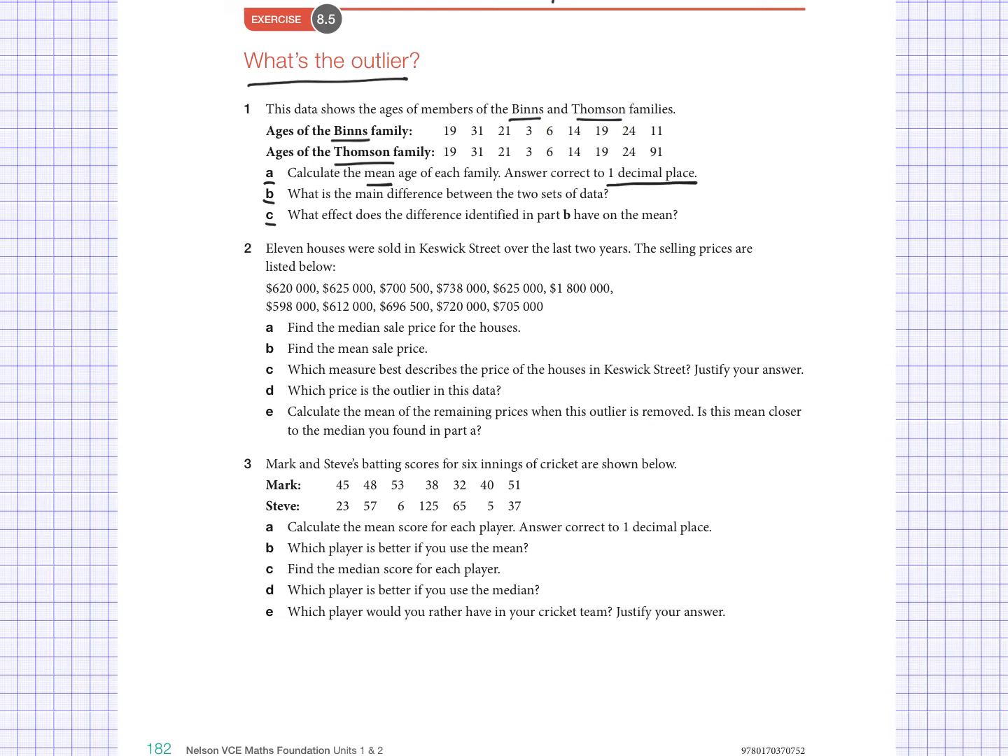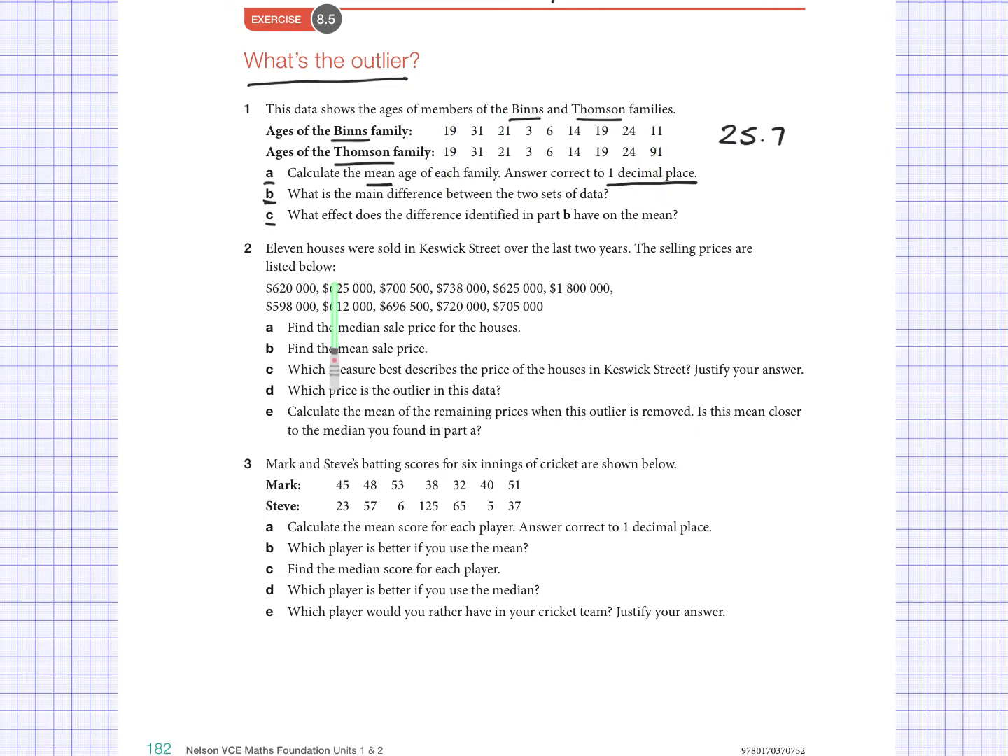So that means it might be 25.7 or something like that. We say, what is the main difference between the two sets of data? So that's directly comparing the two. So we might say, oh, look, they both have 19, then 31, then 21, then 3, then 6, then 14, then 19, then 24. And then the last one are very different. That would be the main difference. All right? It's not talking about something minus something else. We're looking at the two data sets and contrasting them or comparing them, just like we would in English.